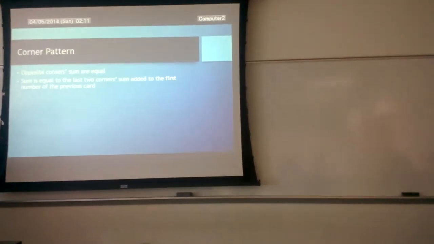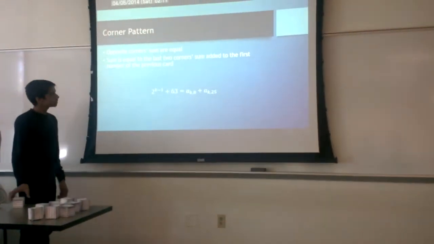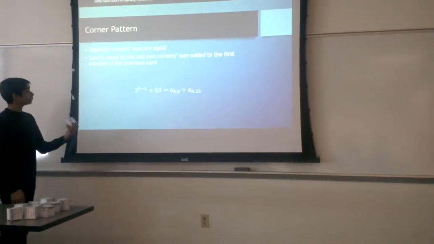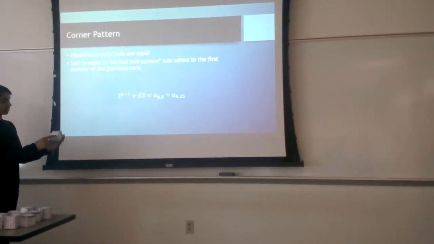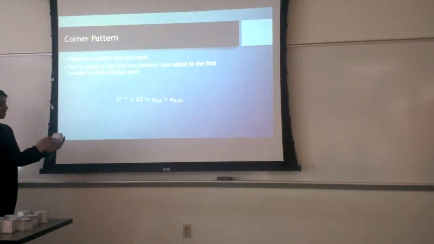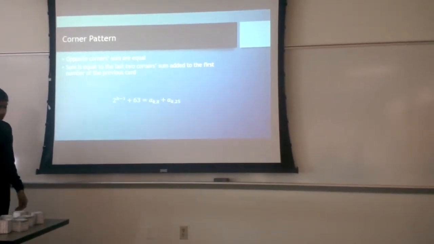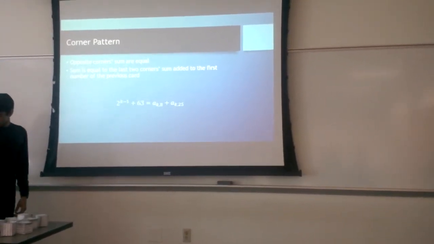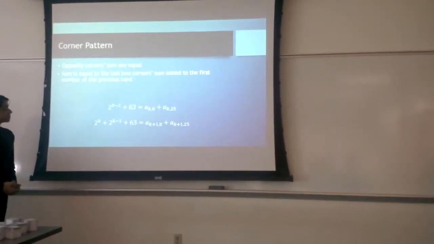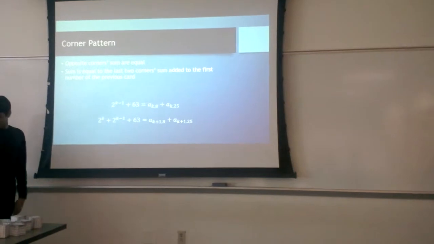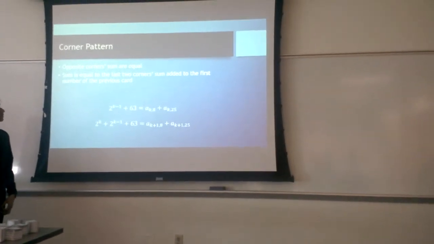Okay, so there's a pattern. The corners of each card: if you add these two numbers, so this corner here and this one here, and that one, they equal the same number every time. So we decided to, this pattern is just using variables, but you have to prove that, right?